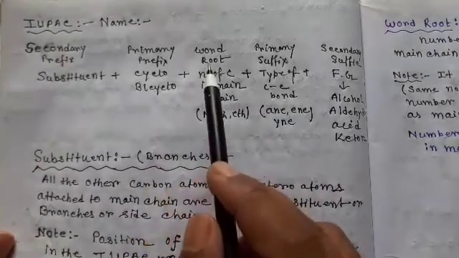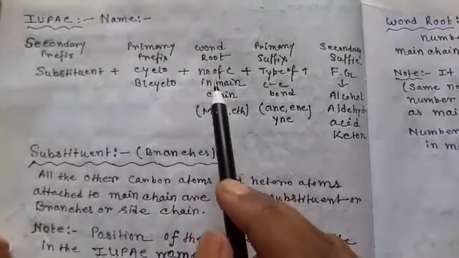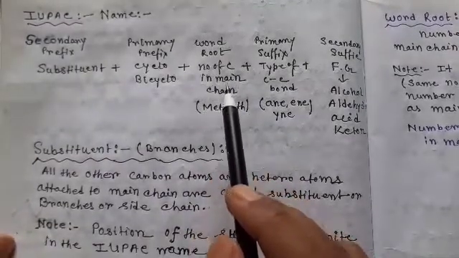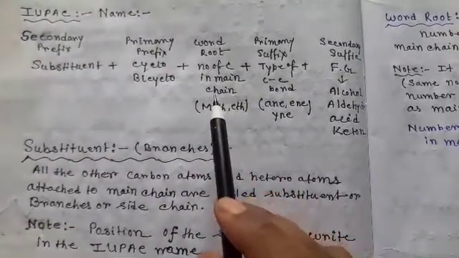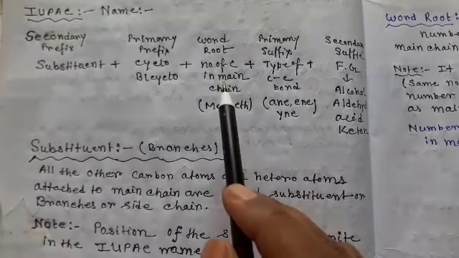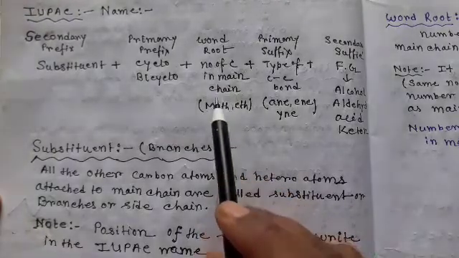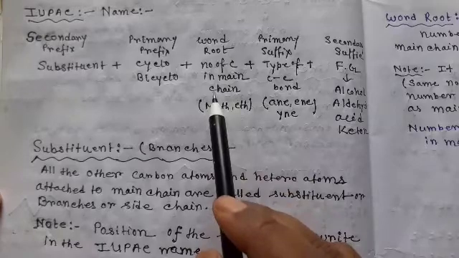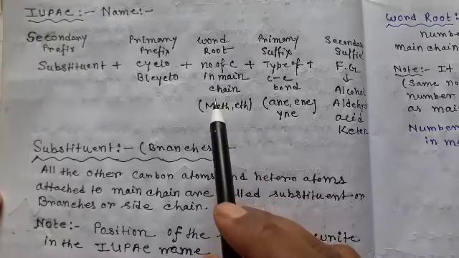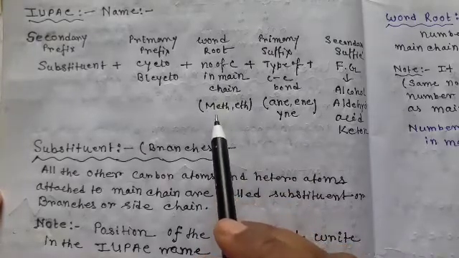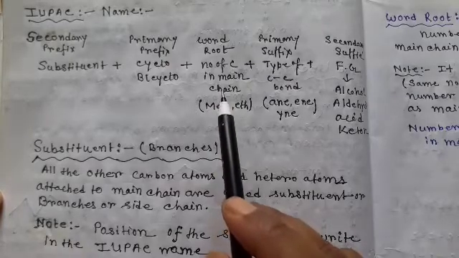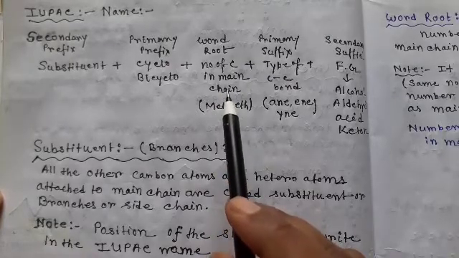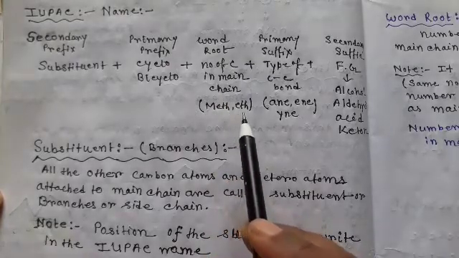And next is the word root. What is the word root? The number of carbons in the main chain. That means the number of carbons in the main chain represents the word root. For example, if the main chain contains one carbon atom, its word root is meth. If there are two carbon atoms in the main chain, then the word root is eth.